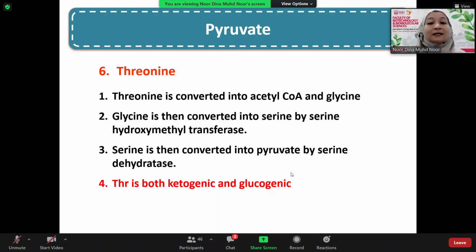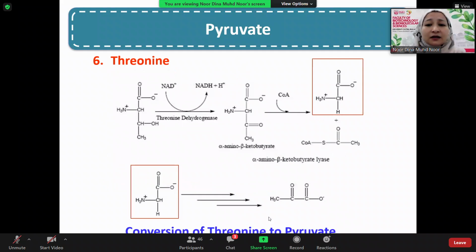But the threonine can actually be both ketogenic and glucogenic. The part that we have discussed, where threonine goes into glycine, serine, and pyruvate, is the part where threonine enters the glucogenic pathway. But for the ketogenic pathway, threonine is converted into acetyl-CoA and then acetoacetate, and acetoacetate can form the ketone bodies, right? So this is the conversion of threonine to pyruvate.